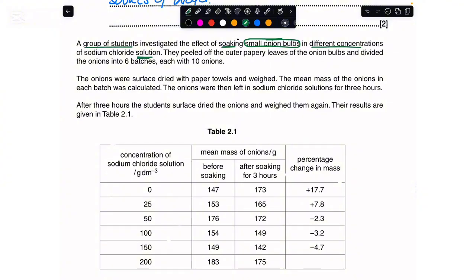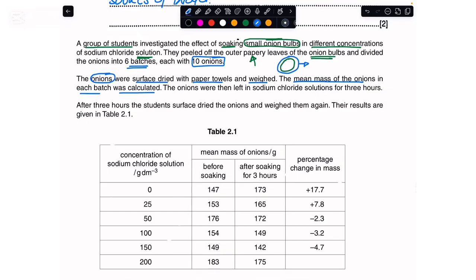As per the protocol, they have taken the onion bulbs and removed their outer papery leaves, like you may have seen on an onion in your daily life. That papery kind of leaves are removed off these onion bulbs. Afterward, they divided these onion bulbs into a total of 6 batches, and each batch would have a total of 10 onions. In order to carry out the investigation, what they initially did was that the onions were surface dried with paper towels and weighed, and the mean mass of the onions in each batch was calculated.